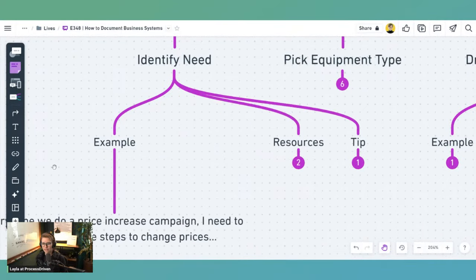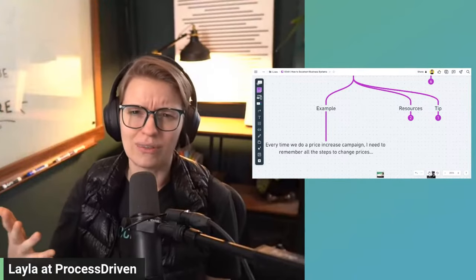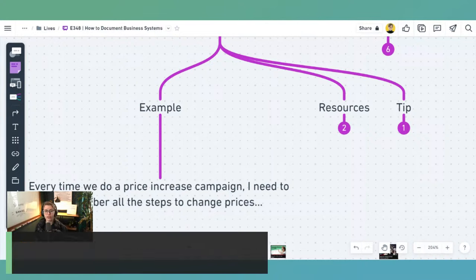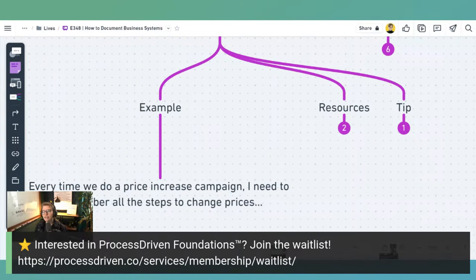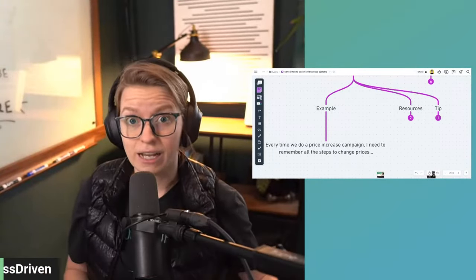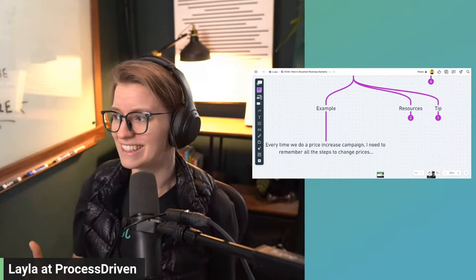An example of this in real life is one that actually faced this team just last week as we were getting ready for the Doors Open campaign that we're currently in, because our main program, if you don't know, Process-Driven Foundations, the main way we work with clients, we're currently enrolling students and we only do that a few times a year. As part of this, we have to do a price increase. So we're changing the prices of our offer at a certain point in the campaign. And every time we increase our prices, we need to go through a series of steps, change prices in certain places. It's surprisingly manual even in today's day and age.